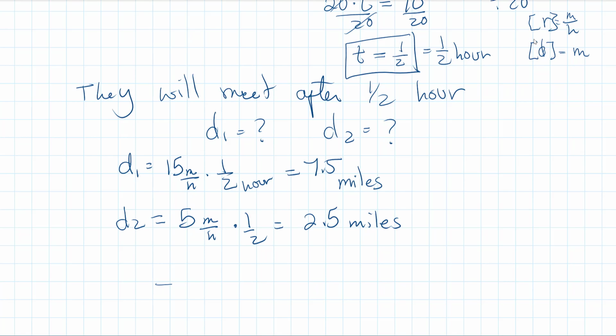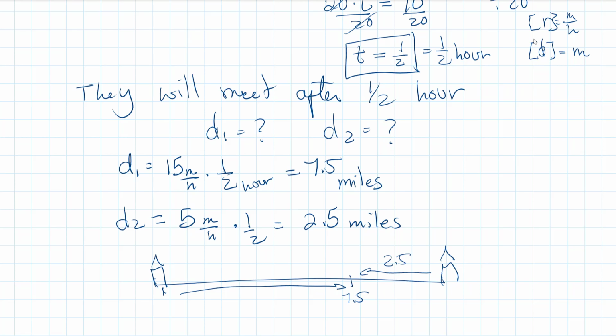So now if we draw our model again, we have here Jack's home and here's George's home. So Jack traveled 7.5 miles from here to here, while George traveled just 2.5 miles. And indeed, 7.5 plus 2.5 equals exactly 10. So we've used the distance formula to solve a problem of these two friends heading out to meet each other at different speeds.